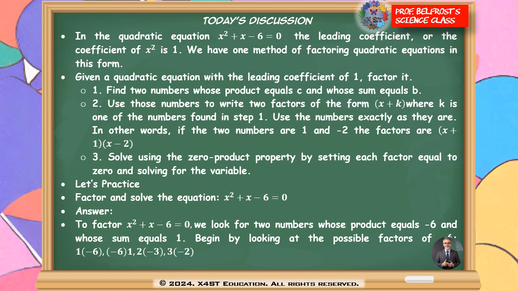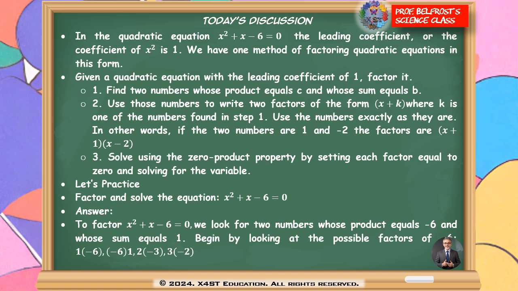First, find two numbers whose product equals c and whose sum equals b. Then use those numbers to write two factors in the form x plus k, where k is one of the numbers found in step 1. Finally, solve using the zero product property by setting each factor equal to 0 and solving for the variable.